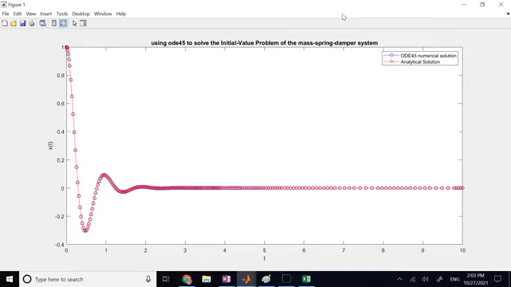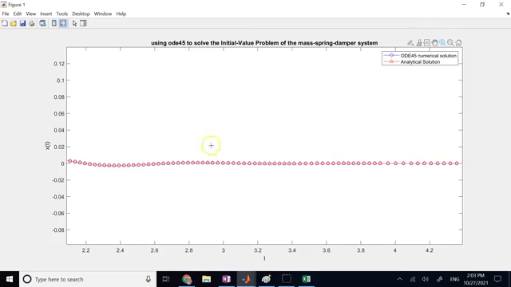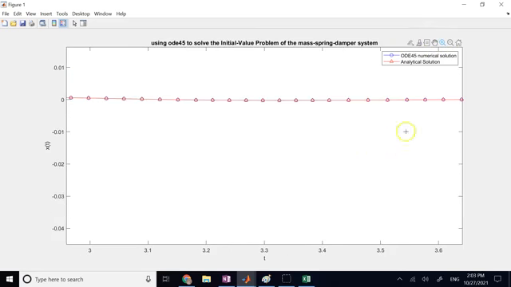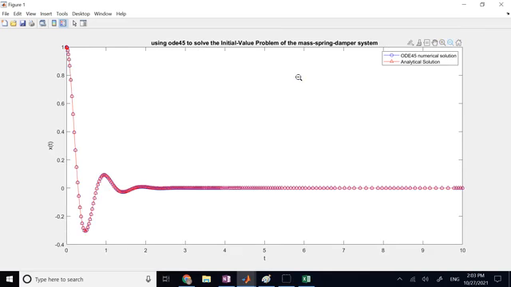And you can see that they are almost identical, right? Here, the circle markers are the numerical solution and the triangles are the analytic solution. And anywhere that you zoom, you can see that they are almost perfectly coincident, right? So your ode45 in this case is doing a very, very good job of solving this initial value problem.